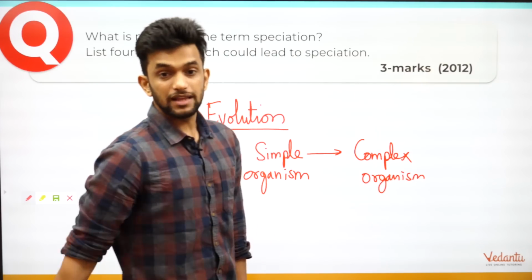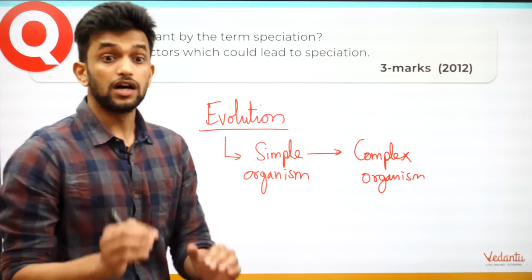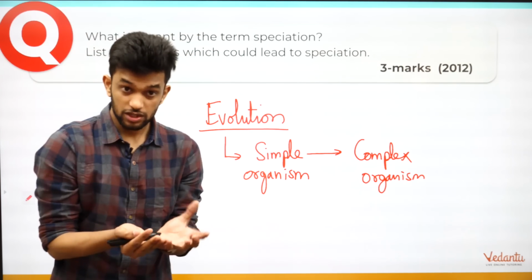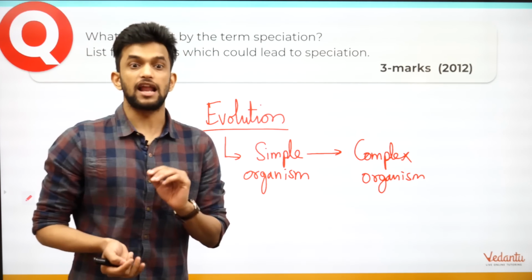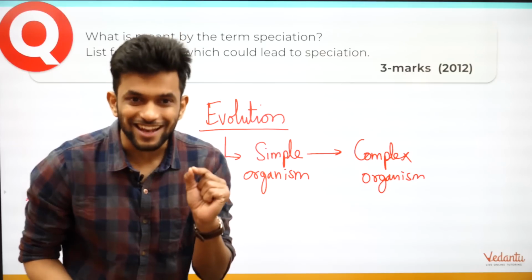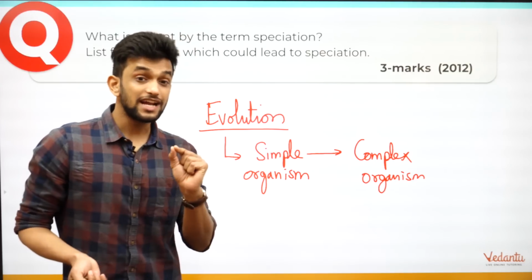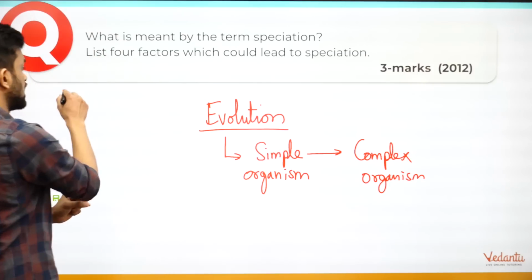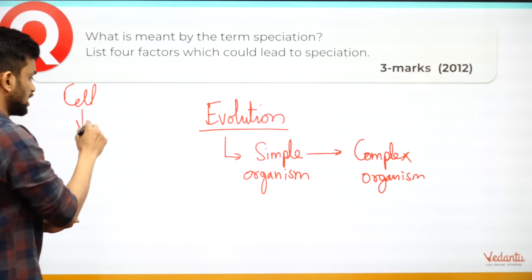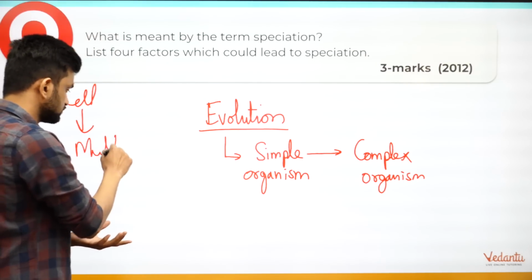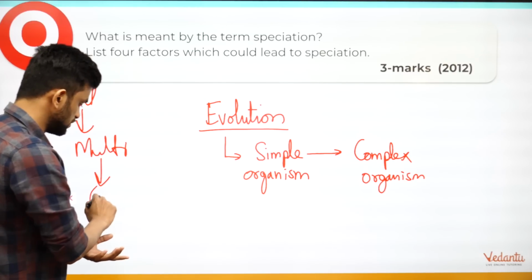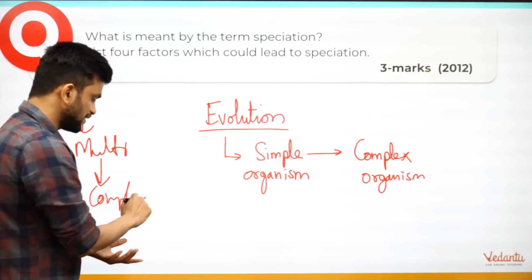Now what do I mean by that? You know what happened when Earth was formed? There was no life on it. Life originated as a single cell. How did life originate? As a single cell. Single cell became what? Multicellular, right? Then what happened? Complex human beings. We are very complex.